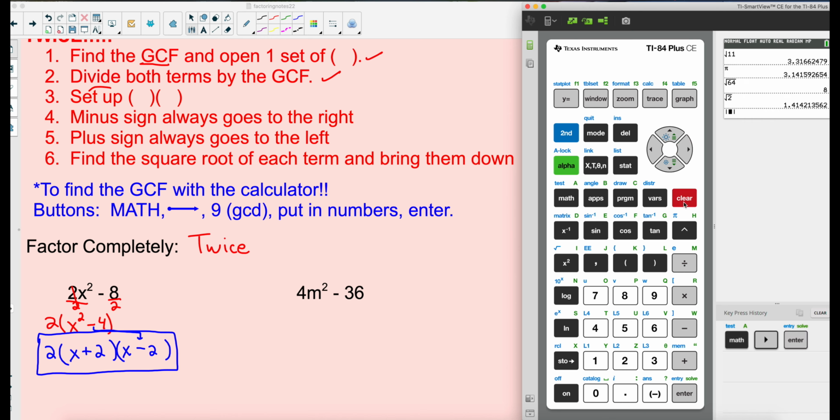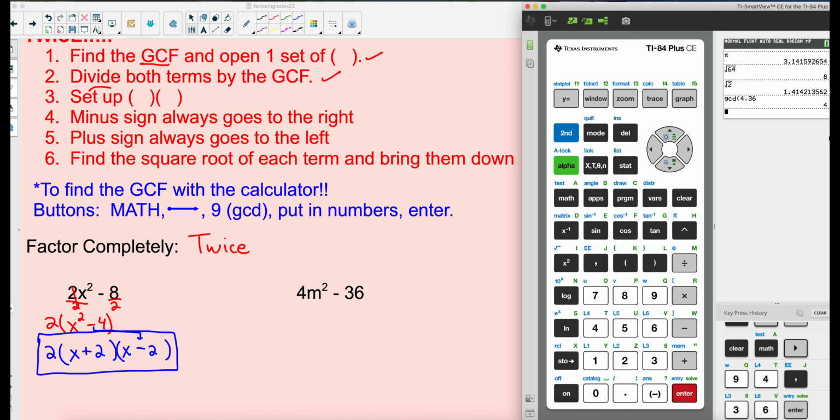Oh my God, I just did that wrong. Whoops. Math, right, 9. Notice how GCD comes up with a parenthesis? Put in the two numbers. You have 4 and 36. Remember when I said you never use commas? This is the one time in math you're going to use a comma when you're looking for a GCF, guys. You put 4, 36, you hit enter. The greatest common factor is 4. The GCF is 4.